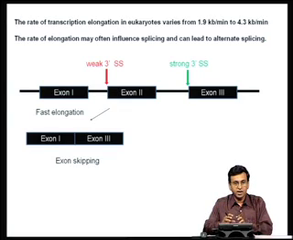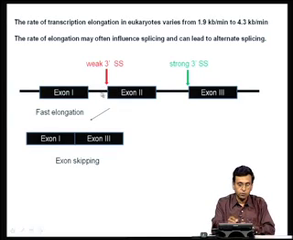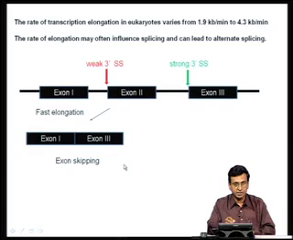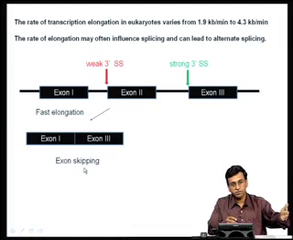the splicing machinery does not have time to recognize this weak splice site, and as a result this exon is skipped and this exon 1 is joined with this exon 3, and therefore you get this kind of a messenger RNA transcript. Now, this again is called exon skipping, as we saw in the previous slide.